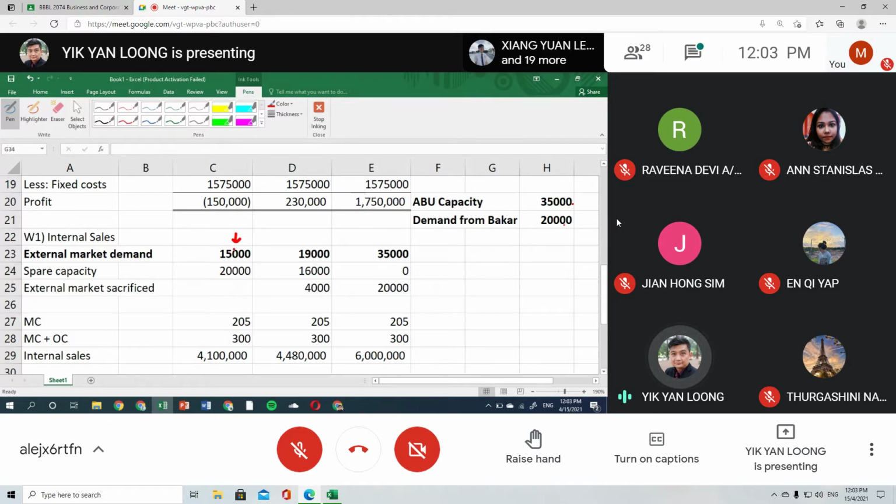Now we move on to the second scenario. In the second scenario, there is an external market demand of 19,000. Now if the external market demand is 19,000, how much spare capacity will Abu have to produce for Baka? So what we do here is 35 minus 19. 35,000 is the capacity for Abu, minus 19,000 of external market demand. That means there is a spare capacity.